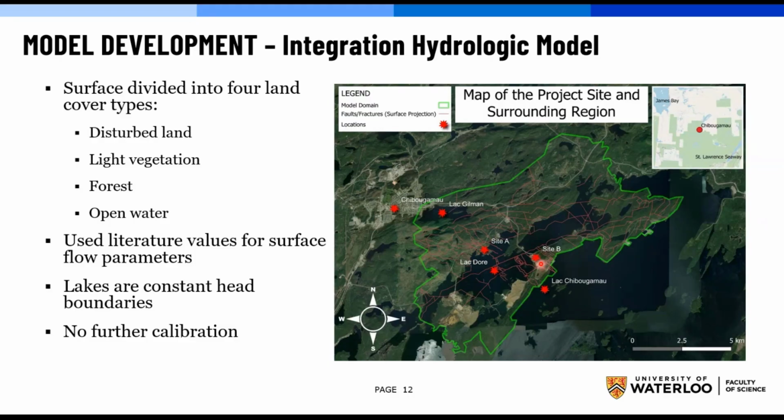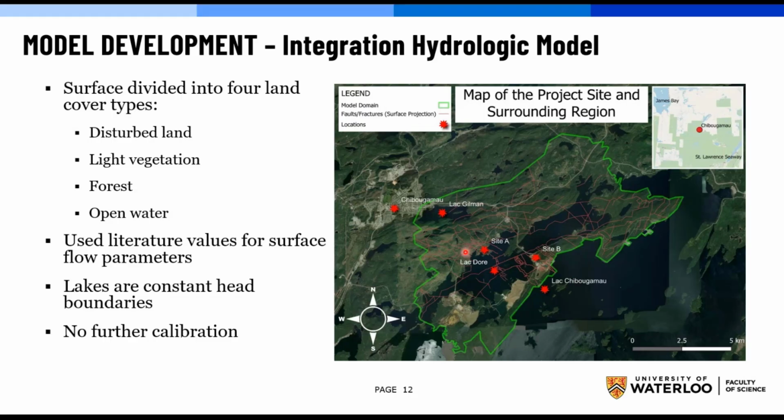We use literature values for those parameters. You're thinking things like your surface friction coefficient, rill storage, et cetera. And in this case, and this is a little bit different from how HydroGeoSphere is typically used for representing the surface, the lakes, these surface water bodies, were represented as constant head boundary conditions.